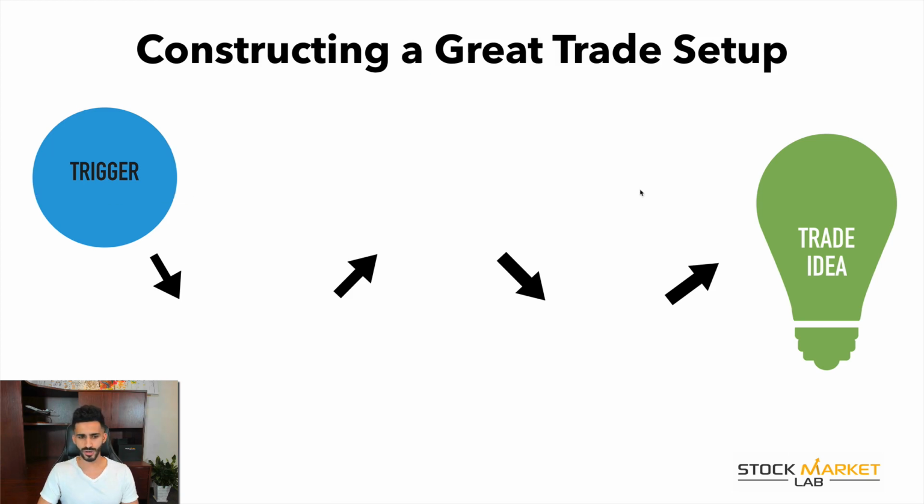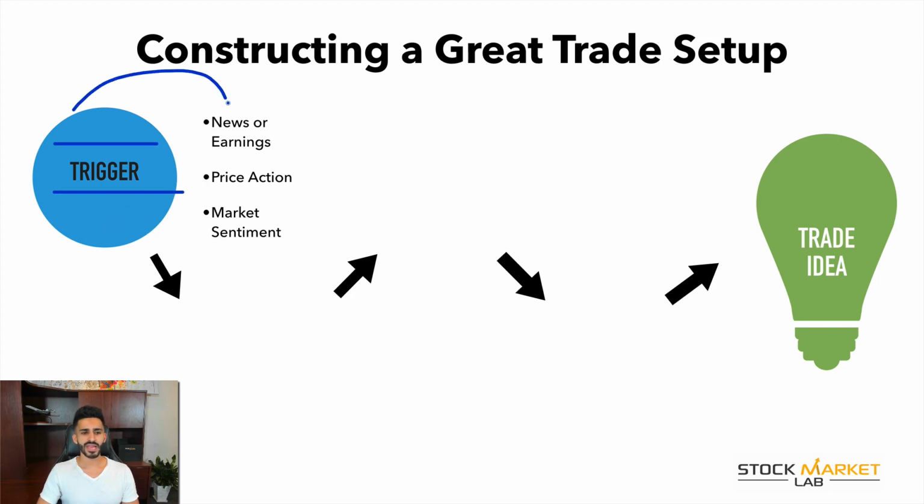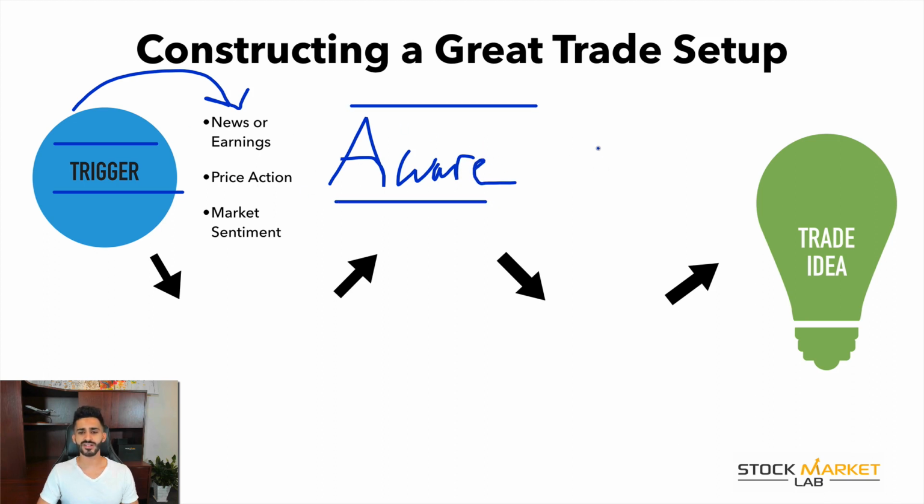What is a trigger point? A trigger point could be anything from news or earnings. It could be anything from price action. It can be anything from market sentiment. Looking at a trigger point, right, any one of these might give us a trigger point where it's telling us to either be aware or to watch the stock. So looking at these trigger points might tell us, hey, this is a stock that you should watch. This should be on your focus list. This is a stock that you should pay attention to.